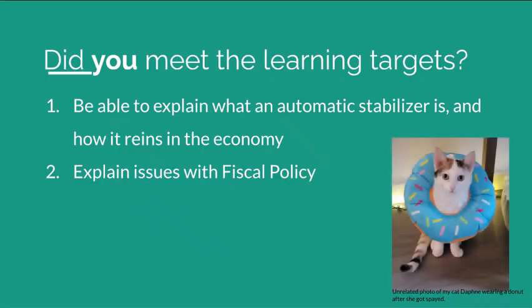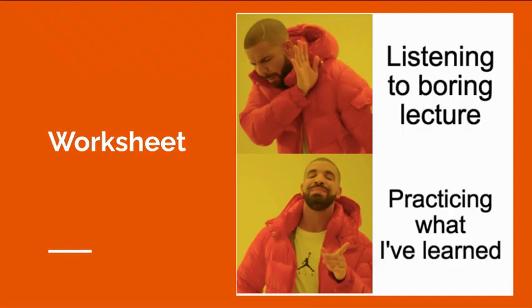Did you meet the learning targets? Be able to explain what an automatic stabilizer is and how it reigns in the economy. And can you explain issues with fiscal policy? To finish up class, we've got a worksheet. Keys are posted. Please try the worksheet first and then check the answers after trying it.